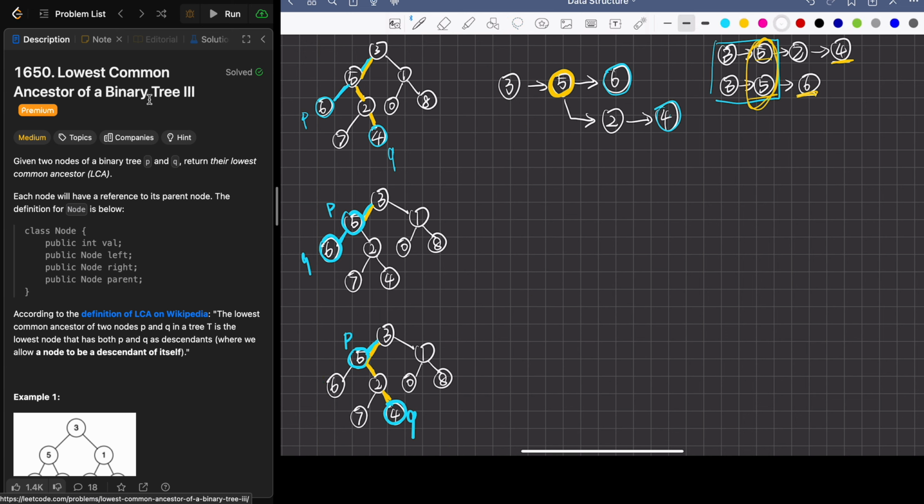And for the second case, we also start from the root node 3, then go to 5, and continue to 6, and then we need to find their lowest common node, which is here. And for this one, it's also 3 first, and then go to 5, 2, 4, and the target nodes will be 5 and 4, and the lowest common will be here. So no matter which, we are just finding the first intersection of these two linked lists.